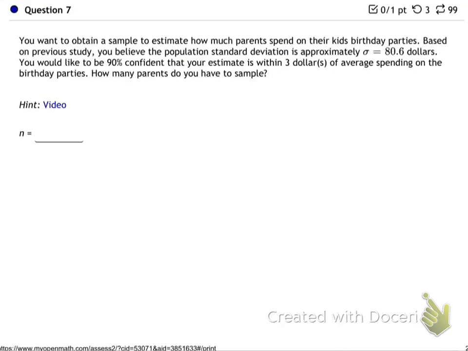So, see if you can figure out which kind this is. All right, so this is a mean. How do you know they're talking about mean? Well, they say the word average right there. And there's no percentages anywhere except the confidence level, which is always there. So it must be a mean.